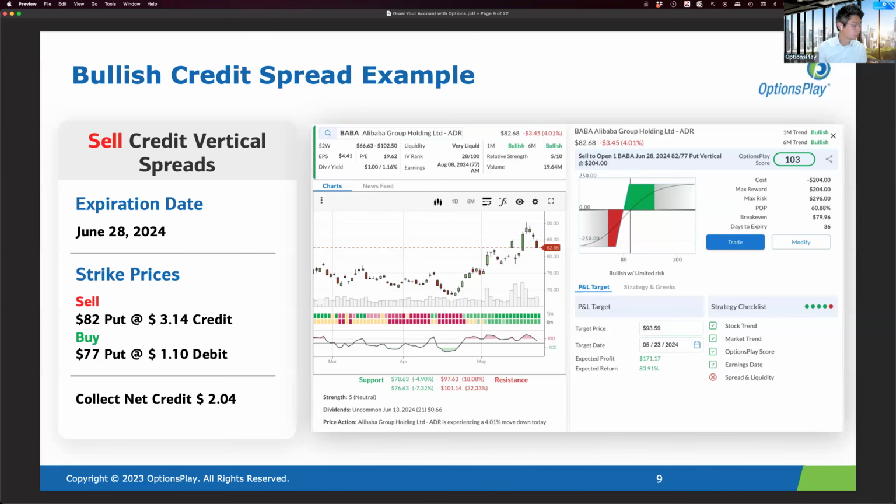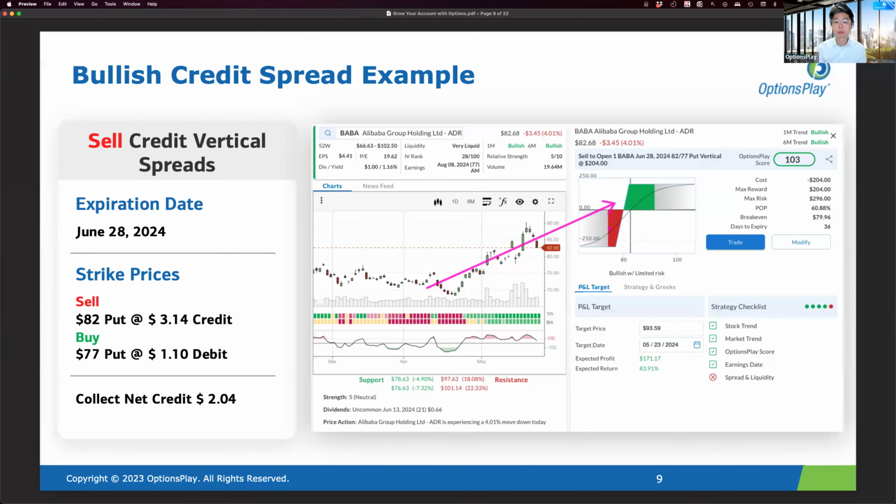So let's look at an example here. As I said, the only thing you need is a basic view of a chart. As you can see, if I'm looking at a chart here, the stock is generally trending higher. That's a potential opportunity to take a bullish credit spread. So let's lay this out. I'm looking at Alibaba. It recently broke out above that $80 level. It's starting to trend higher here. This could potentially be the candidate for a bullish credit spread.